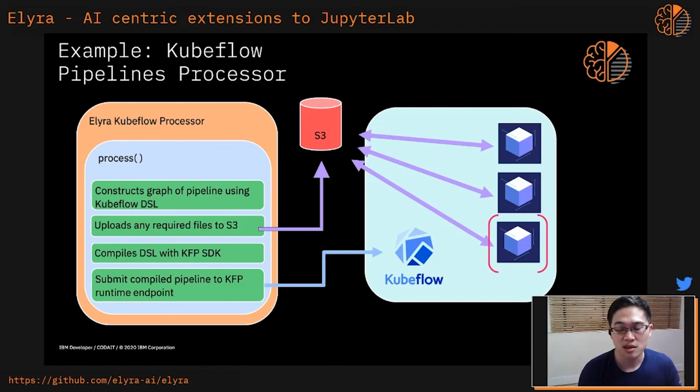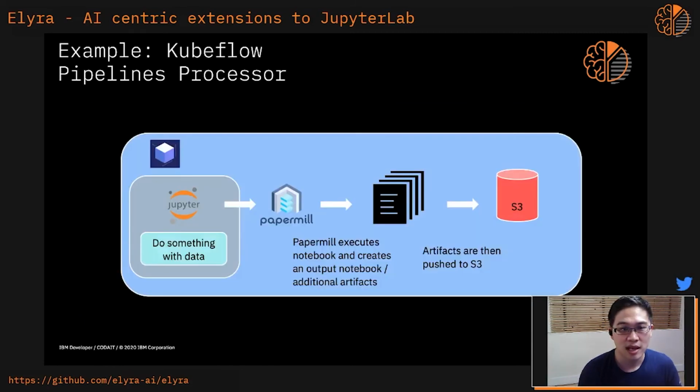So this is a closer look at what happens inside each of the containers itself. You'd submit the notebook, Papermill would then execute it, and create an output notebook as well as any artifacts that are created. And then, like I said before, they're pushed to an object store.